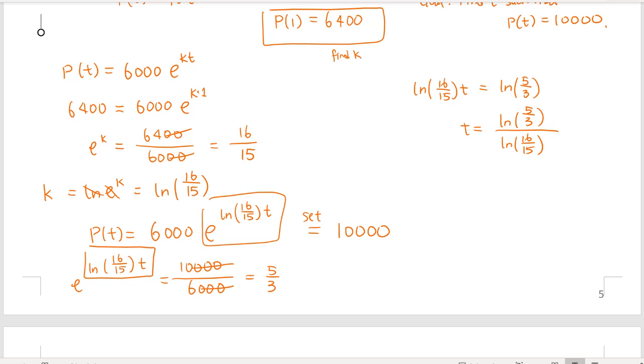Okay, so now here you can plug into your calculator. So we only plug in the calculator at the last step. Okay, then our answer could be more accurate. And let's see, ln of 5/3 over ln of 16 over 15. So I suggest everybody can pause the video and type this in your calculator. What do you get? I get 7.9 hours. Do you have the same answer?